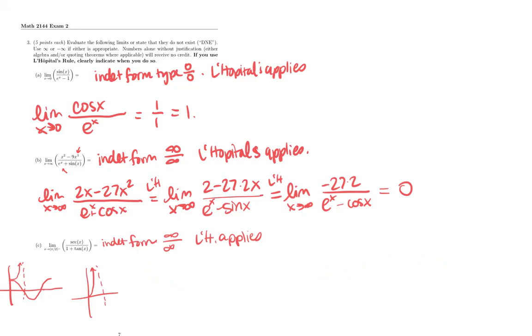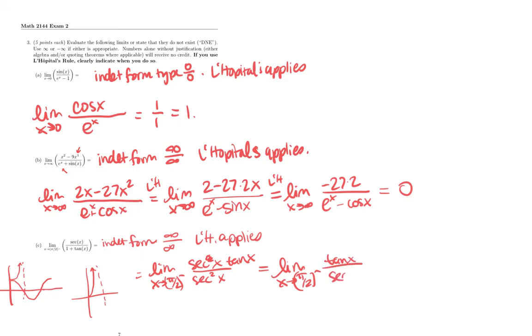Okay, let's hang on a second. Can we rearrange this in terms of sine and cosine? After the first L'Hopital, we'll get the limit as x goes to pi over 2 from the left of secant squared x over secant x tangent x over secant squared x. So one of those secants reduces, so I get the limit as x goes to pi over 2 from the left of tangent x divided by secant x.